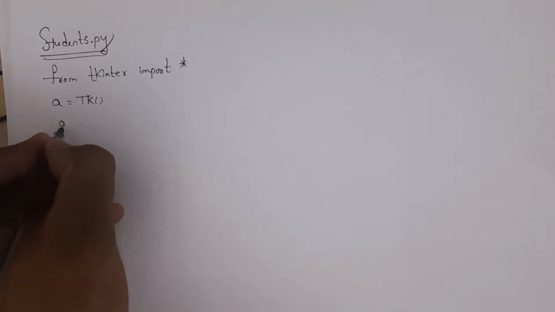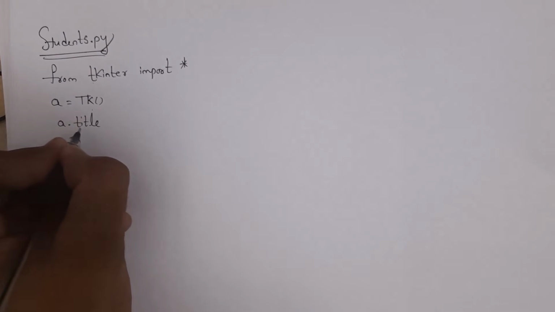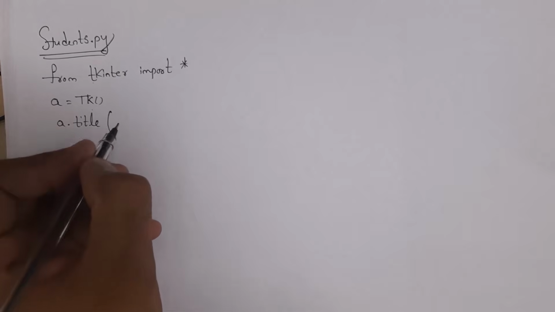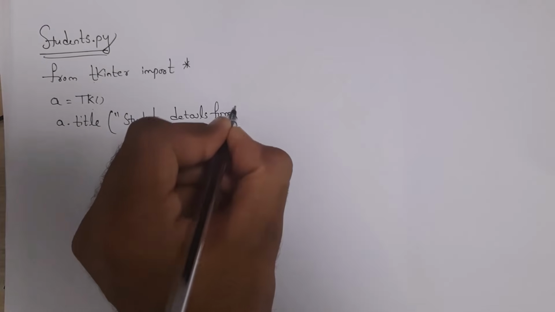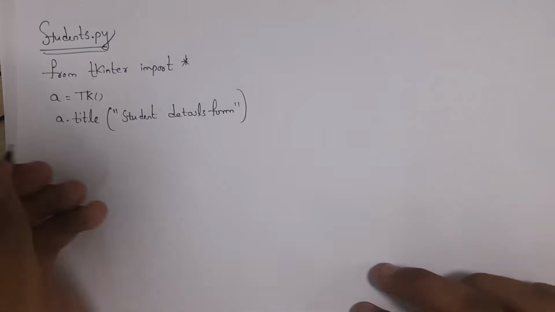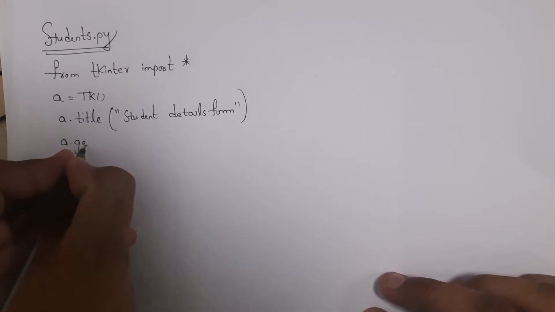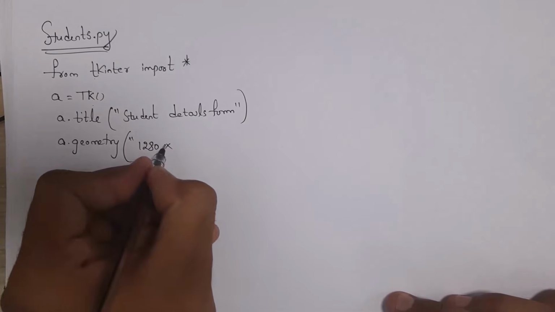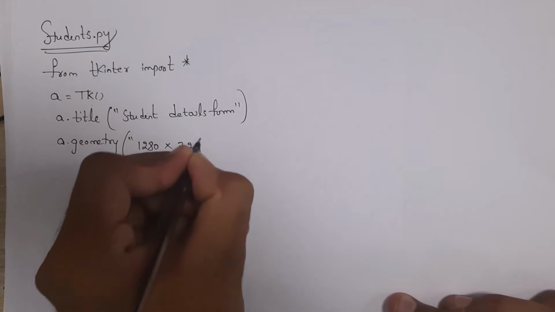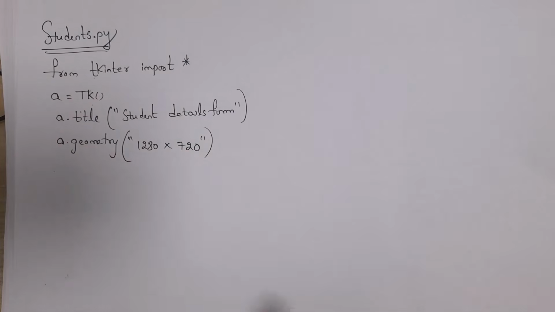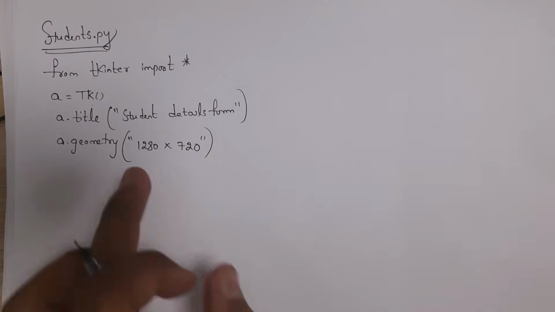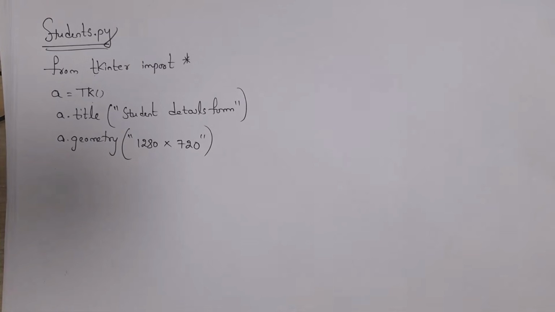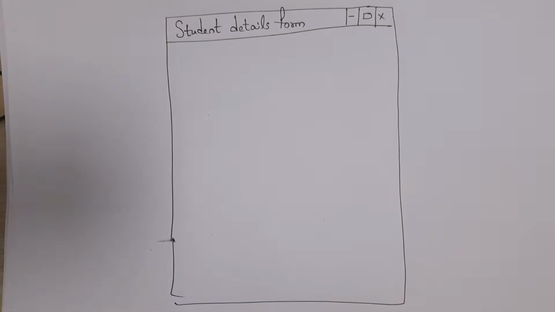So just write here a dot title. Just remember that we are applying this title inside the window. So definitely write here a dot title, and I am giving the title as student details form, close quotations and close bracket. And next write here a dot geometry. I want to give this window size in quotations as 1280 x 720, close quotations. Whenever you execute these 4 lines of code, it will create a window with size 1280 by 720, and for this window it will give the title as student details form. Whenever I write these 4 lines of code, this is my output.